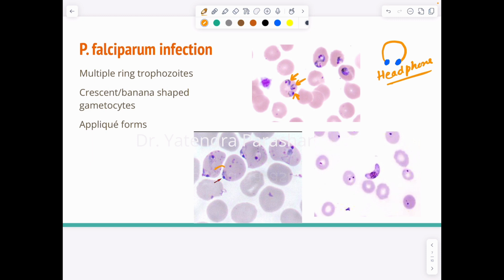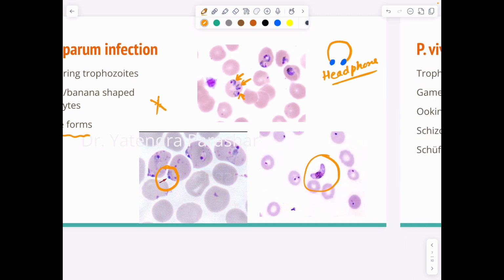Some forms attach at the periphery of the red blood cell. This is known as the applique form. Gametocytes are crescent shaped. This is characteristic of P. falciparum infection. And these parasites do not have small pigmented dots, which are seen in P. vivax infection.